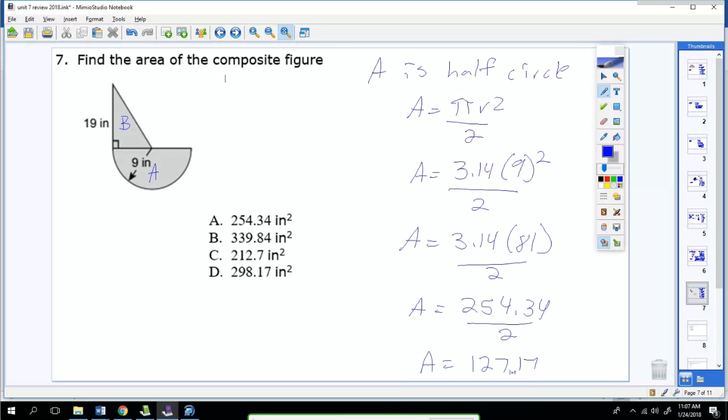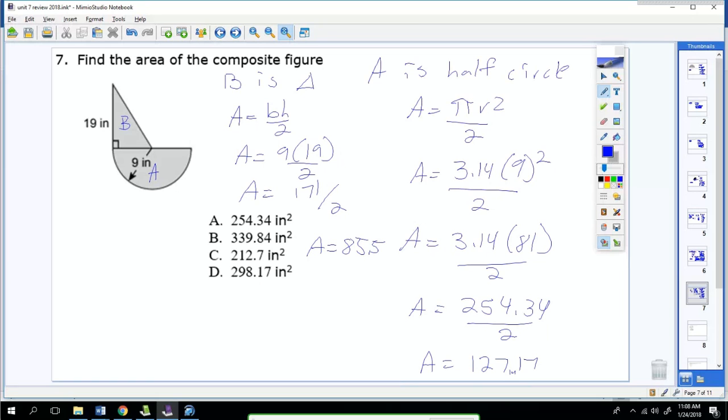So now B is a triangle where the area formula is just base times height divided by 2. So the base is 9, the height is 19, divided by 2. So 9 times 19 is 171. And you're going to divide that by 2, and you get 85.5.